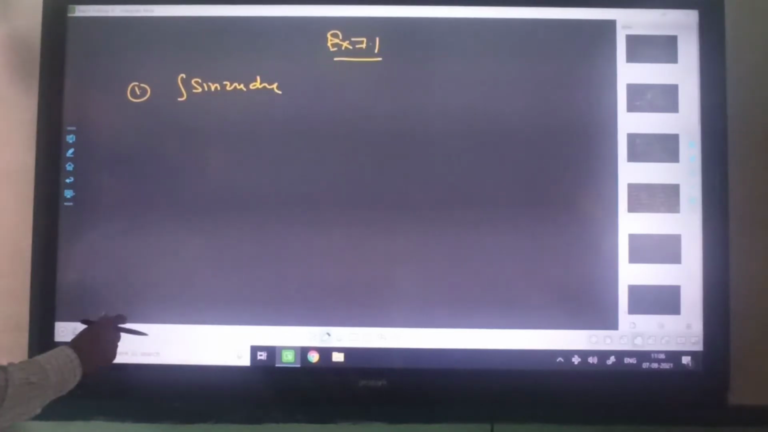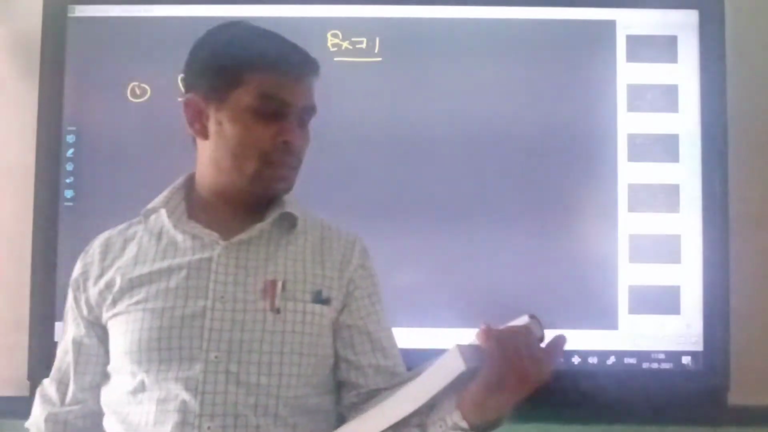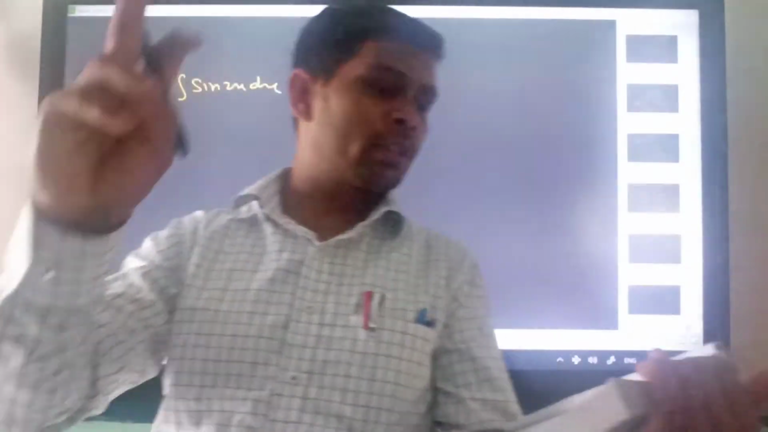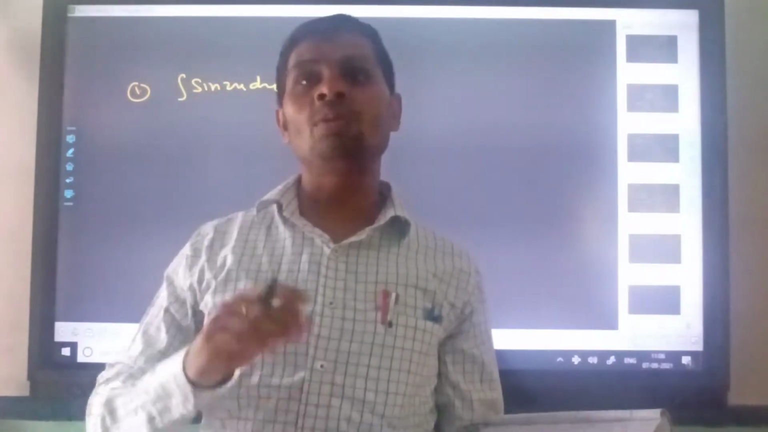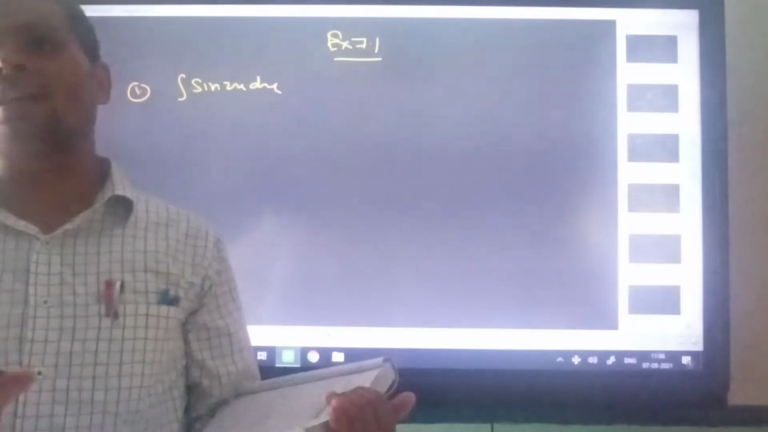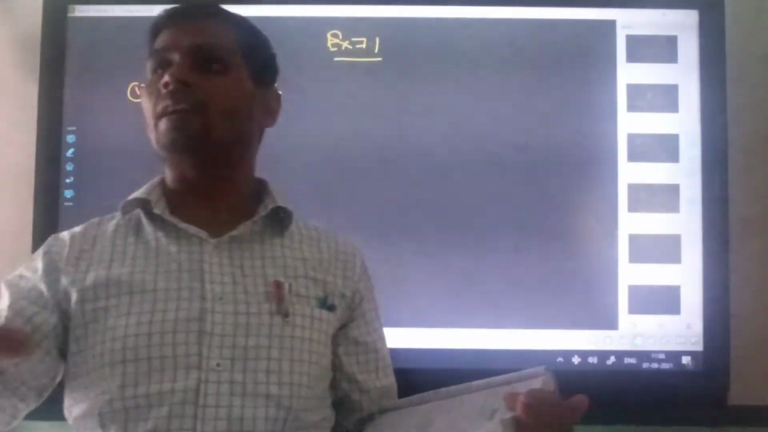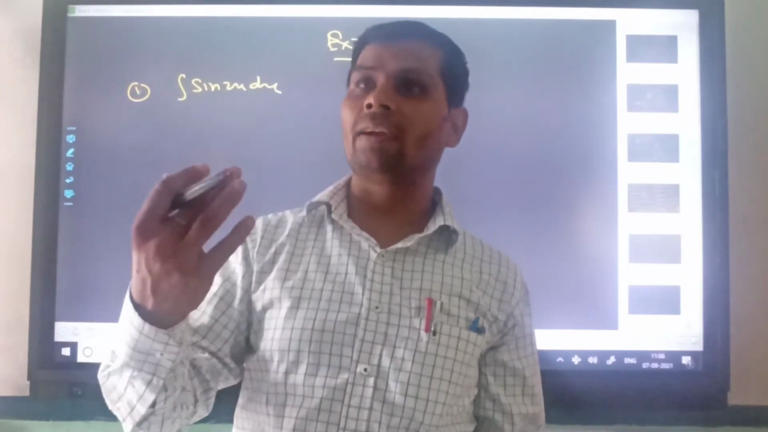Sine of 2x. So now we are starting exercise 7.1. The very first question of this exercise says, find an antiderivative. According to the definition, you have to find the antiderivative. As I have told you, what is the integral? Integral is the reverse process of differentiation. This means antiderivative.